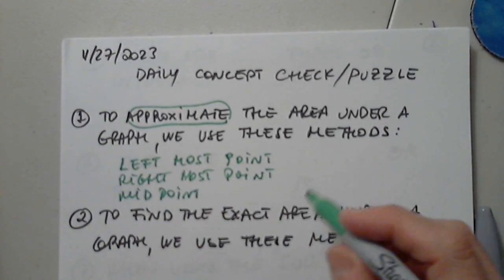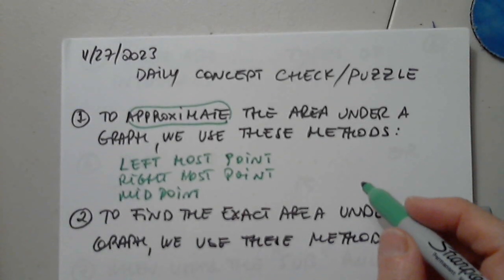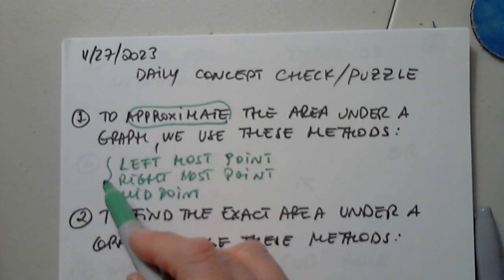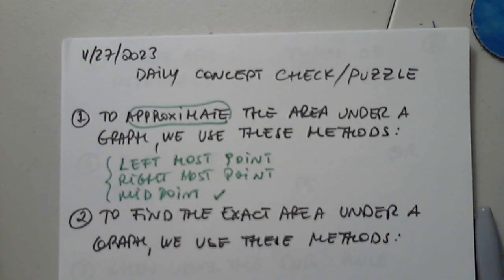In Calc 2, we're going to add 2 more: Simpson's rule and the trapezoidal rule. But for now, we have these, and this is the best approximation.